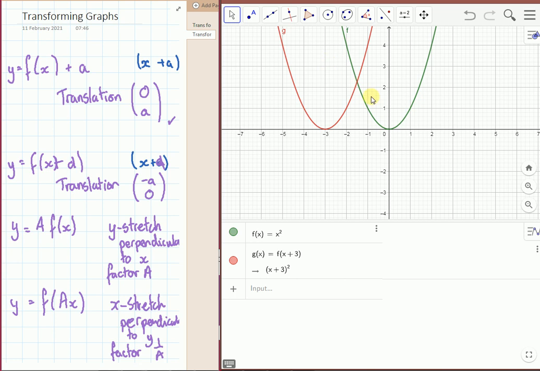Before we thought it might be the same as the previous one, but by using a quadratic, we've actually seen it move to the left. So it moves in the opposite direction.